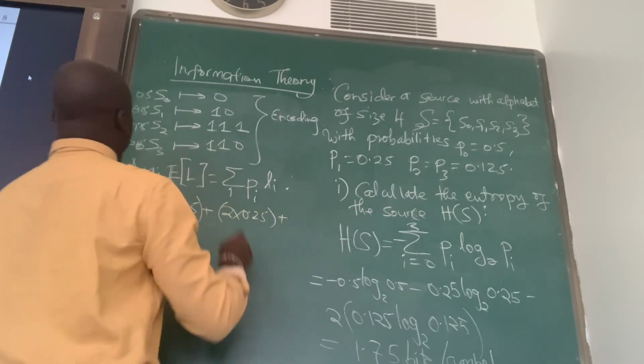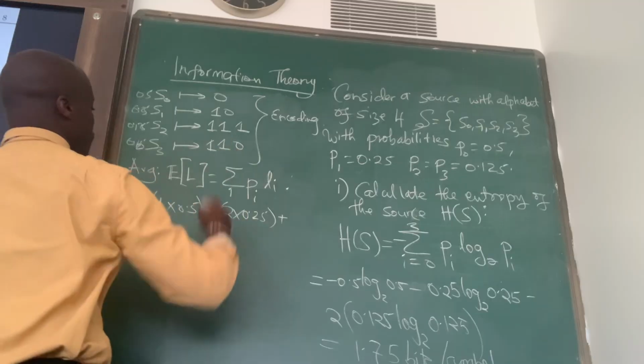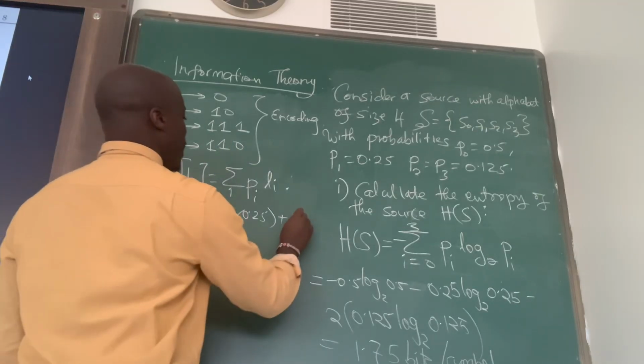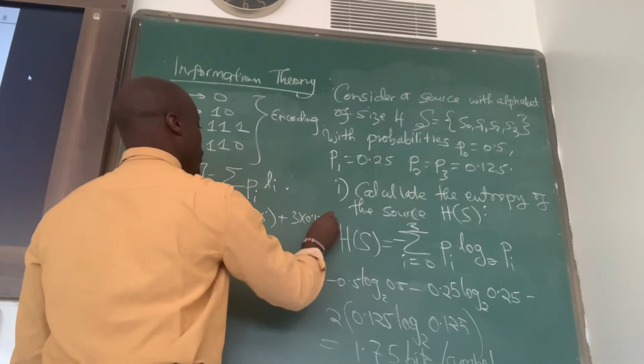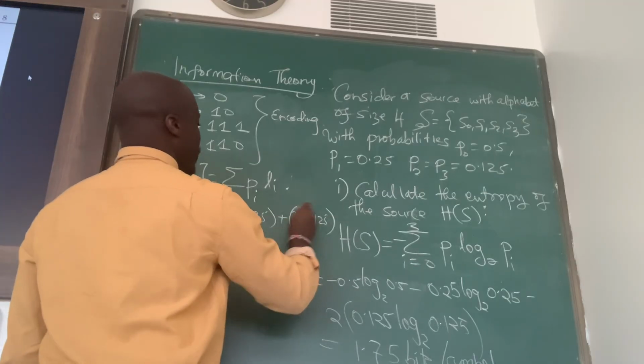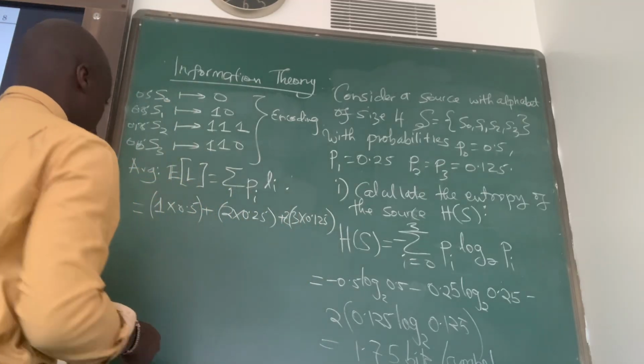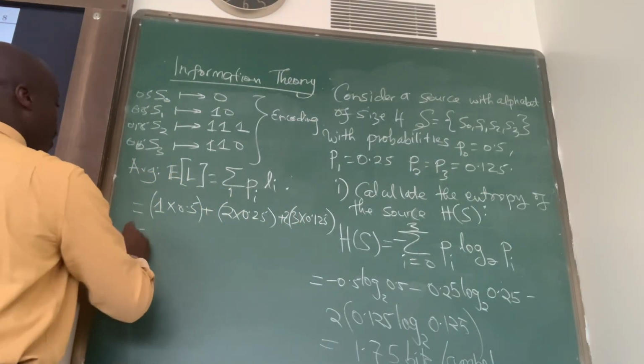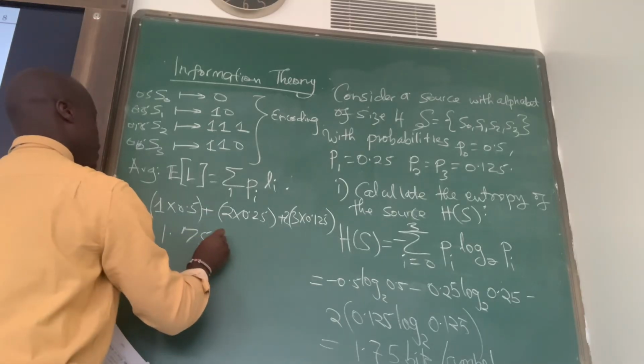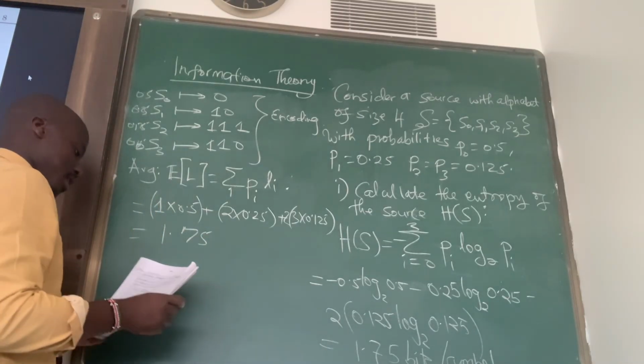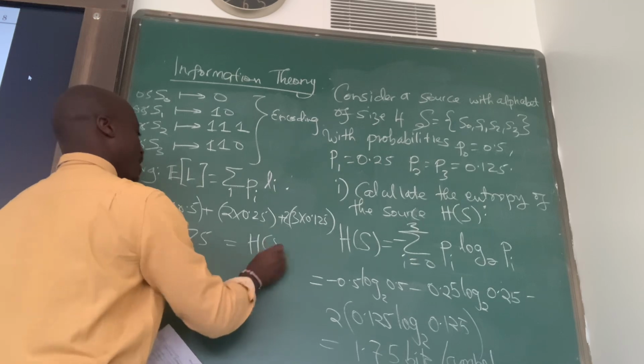Then for S2 and S3, the length of the symbols are both 3 times 0.125. And then there are 2 of them, so we can add 2. If you work it out, actually, you get this as 1.75, which is actually equal to the entropy.